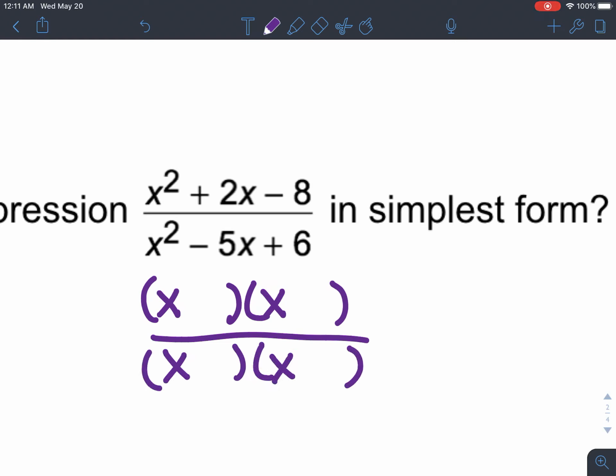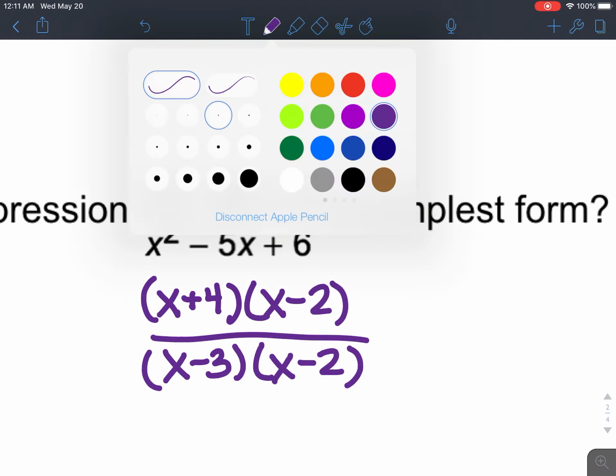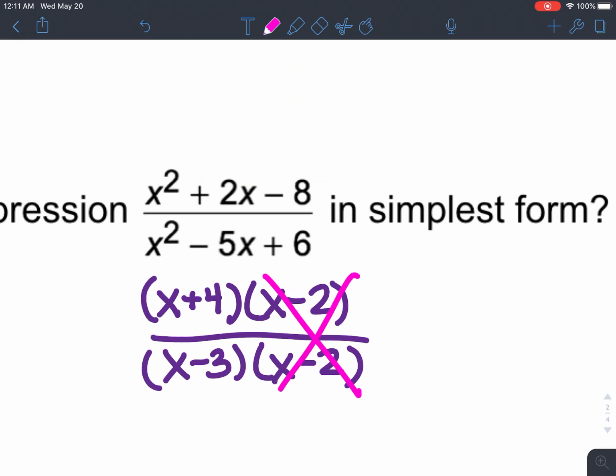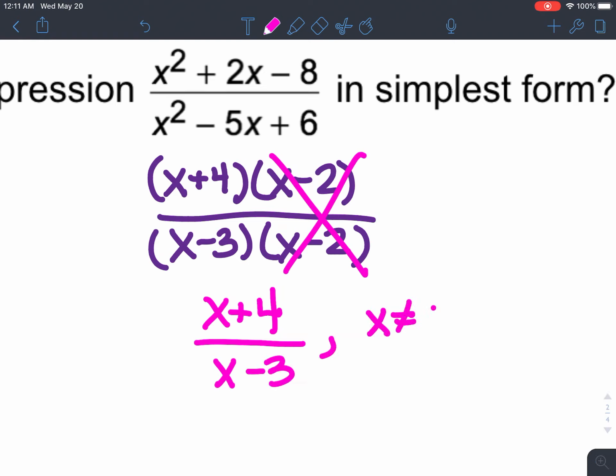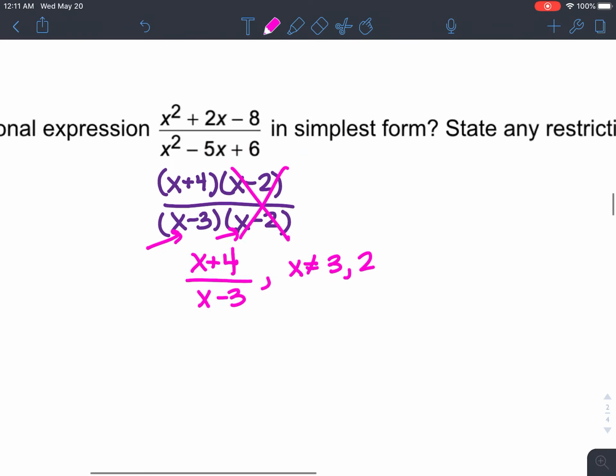Factor the bottom. The top will be x plus 4, x minus 2. And the bottom will be x minus 3, x minus 2. And the x minus 2's will cancel. So that will give me a simplest form of x plus 4 over x minus 3. But then you have to list the numbers that x can't be. It can't be 3 and it can't be 2 because those are the numbers that would make the denominator be 0.